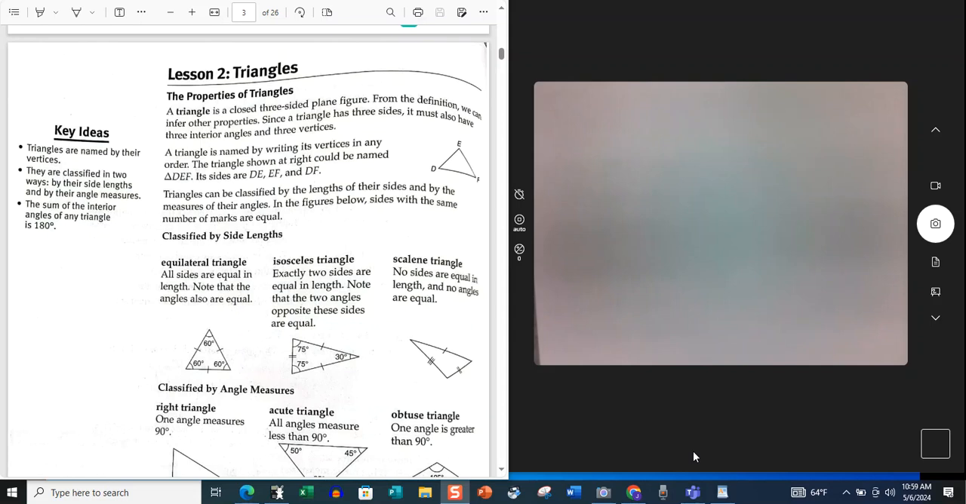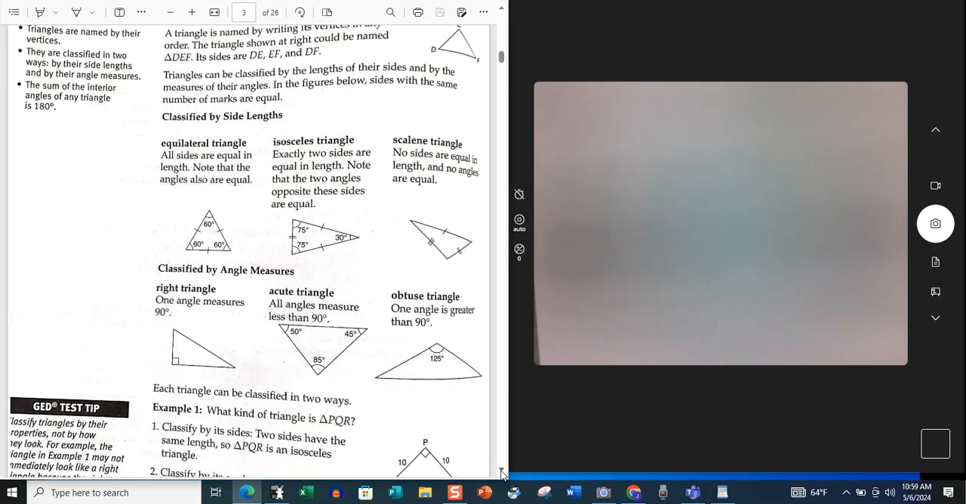Triangles can be classified by the lengths of their sides and by the measures of their angles. In the figures below, sides with the same number of marks are equal. Okay, classified by side lengths. We have the equilateral triangle, which means all the sides are equal. This is comparable to a square. We notice a square is a four-sided figure, but all sides are equal. So an equilateral triangle, all sides are equal, but it's only three sides instead of four. And if you notice here, all the angles are equal as well.